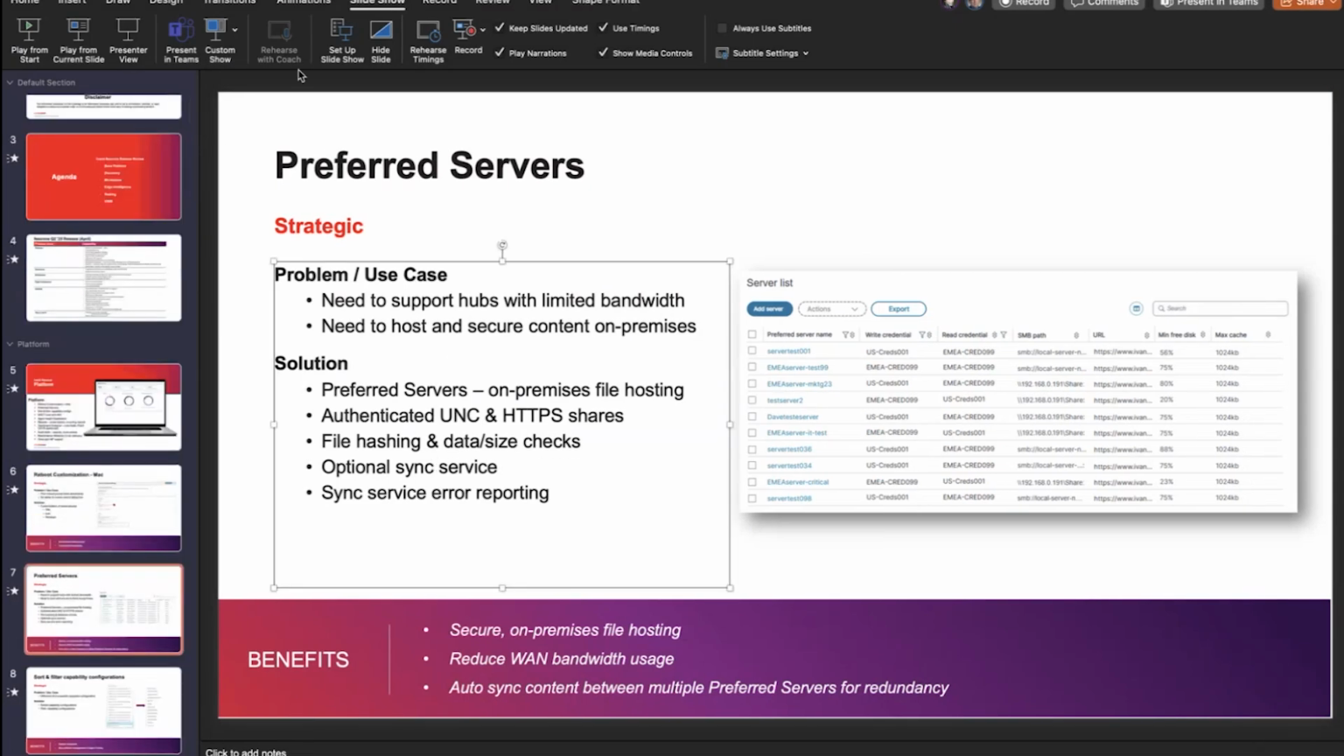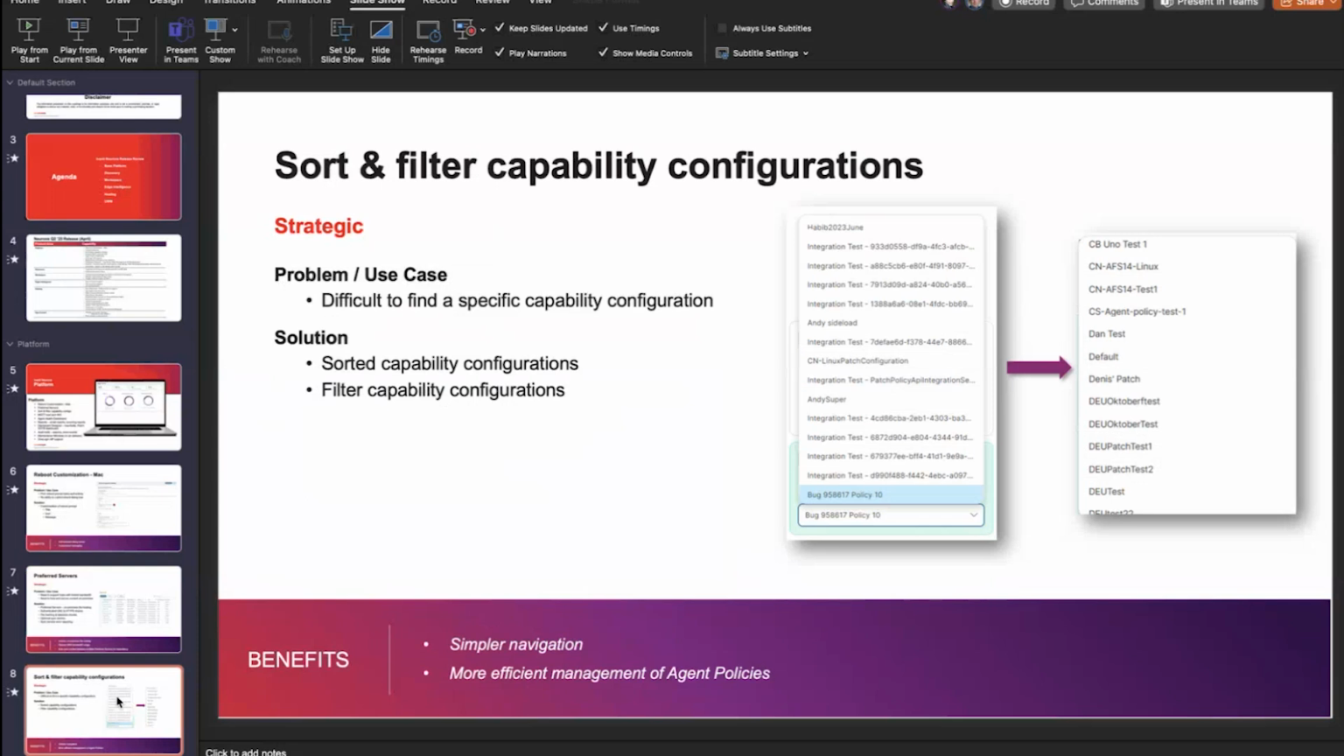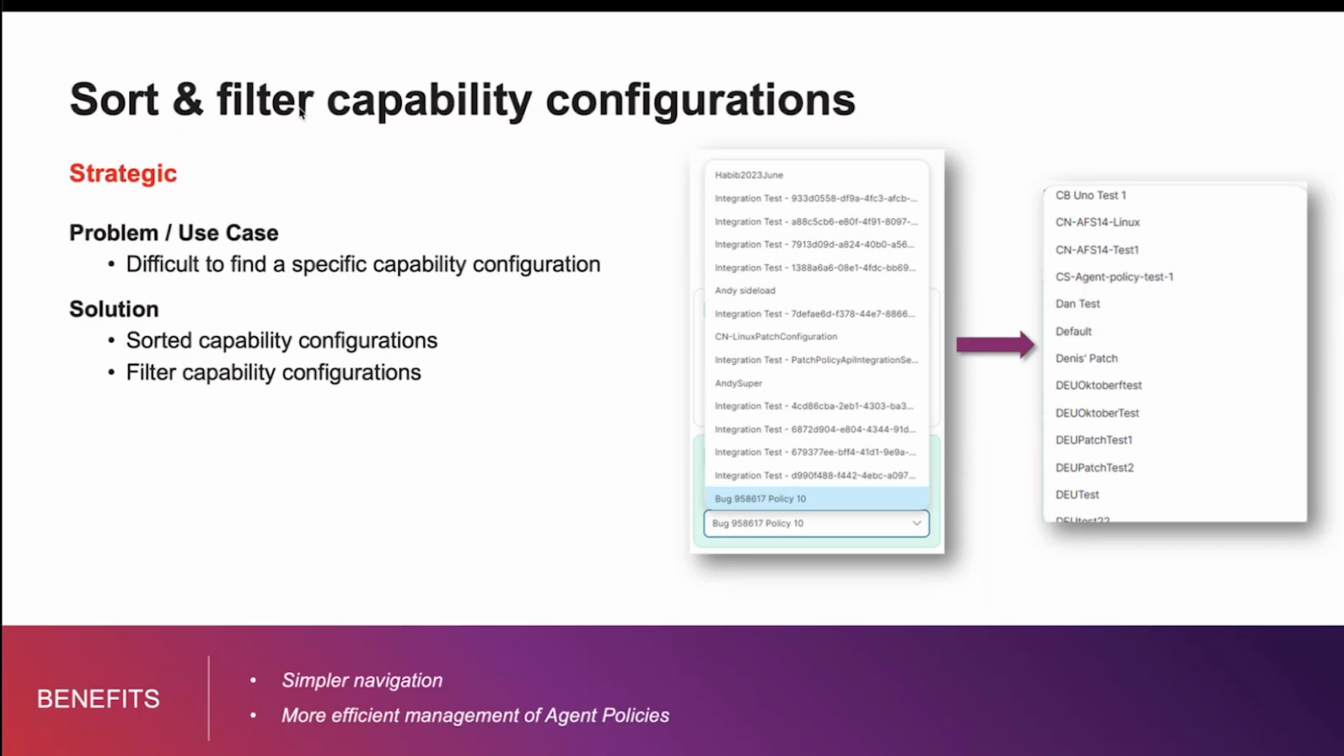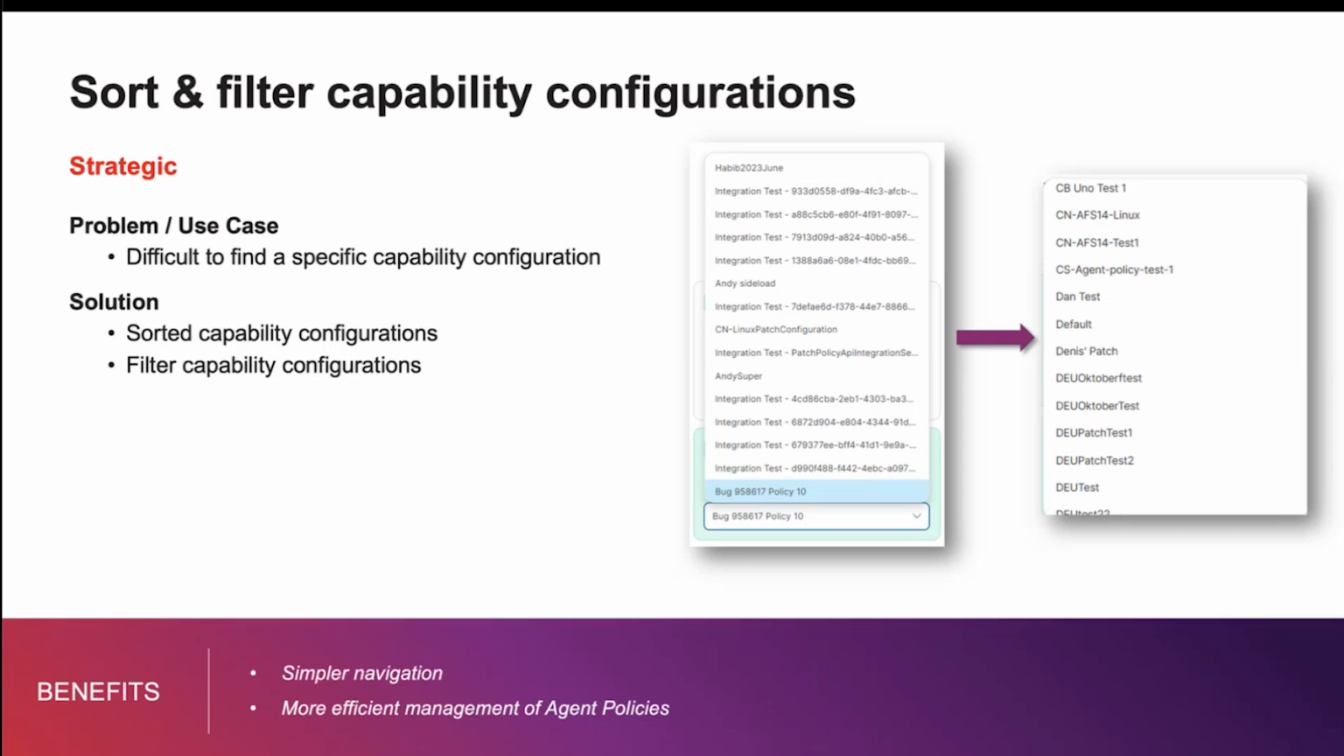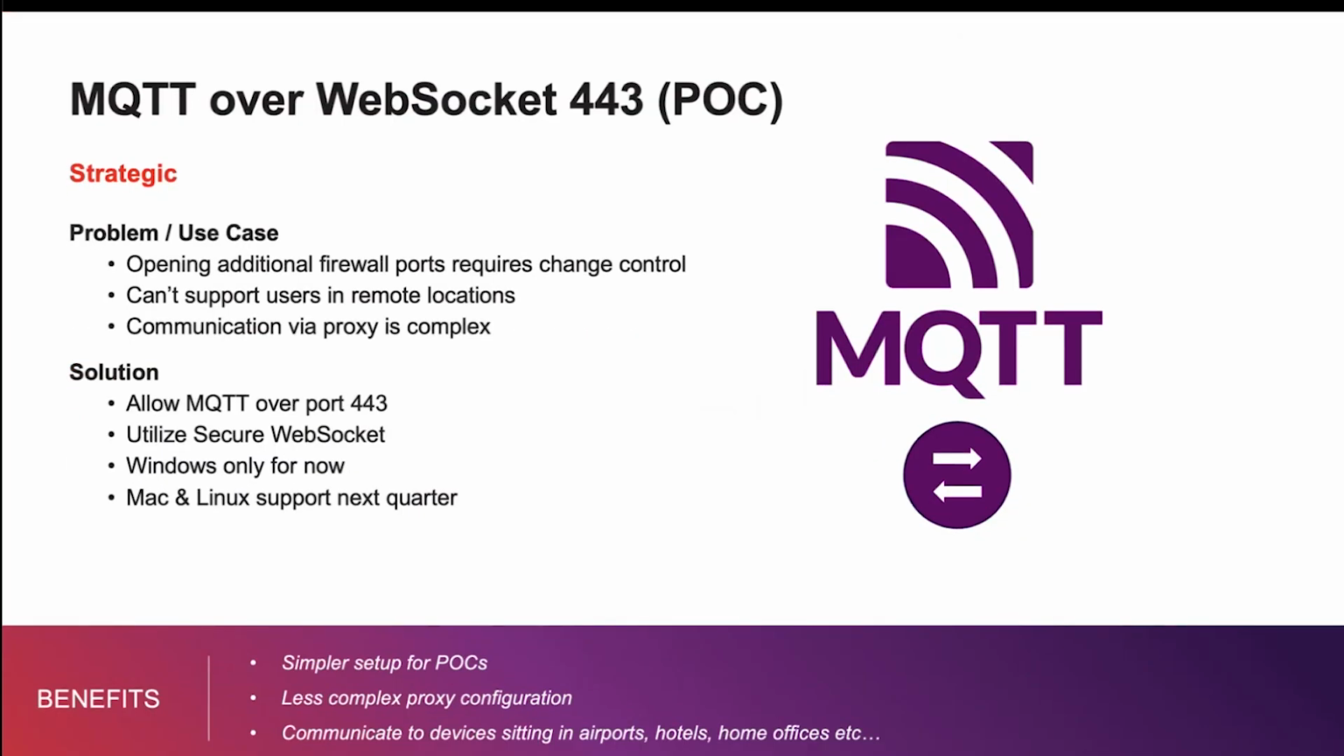Okay, so next, we have the ability to sort and filter capability configurations. So we're going full screen. And so as we have various policy items which have associated configurations, if you create a lot of them, that historically has been a bit of a challenge to work with that big list. So first of all, alphabetizing the list to make it easy to find the right one. And secondly, provide the ability to filter on those capability configurations. So again, just helping to be more efficient with working with those.